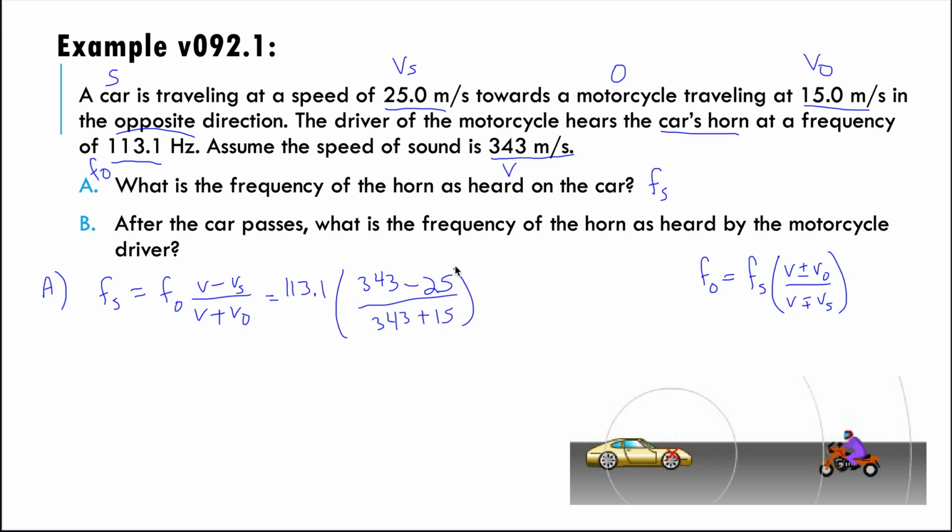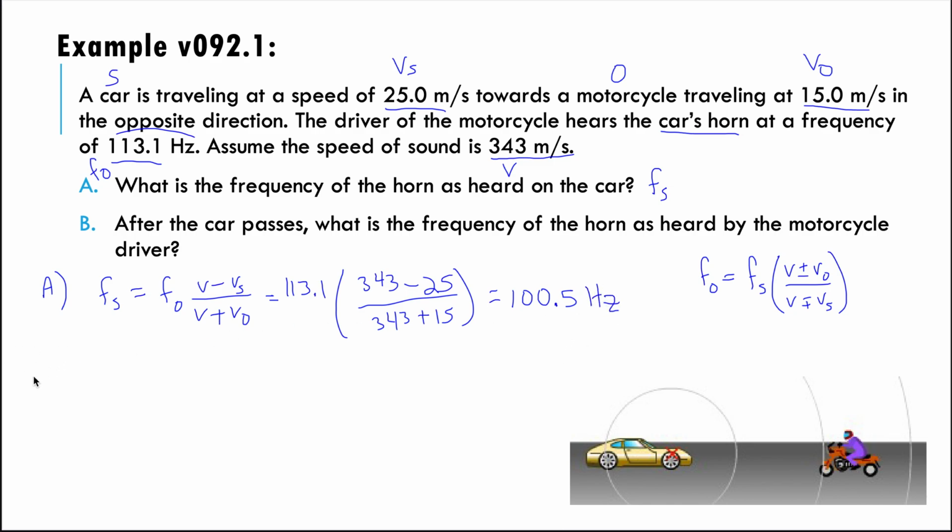Do we expect a frequency that is higher or lower than 113.1? We know that when the vehicles are moving towards each other, they're going to hear a higher frequency. So the frequency of the source should be lower than what is heard. And indeed, we get 100.5 as the frequency of the source.